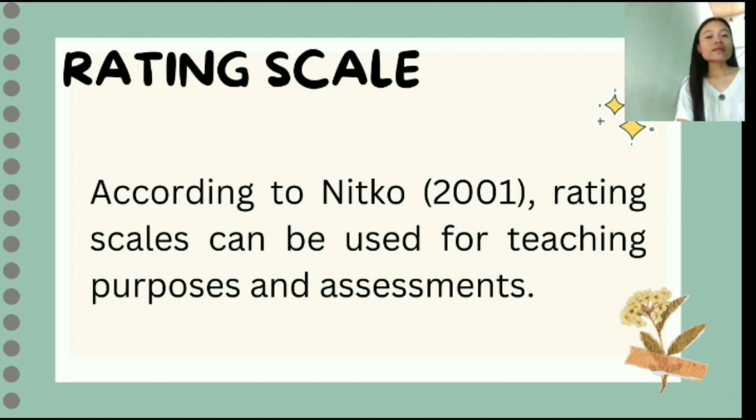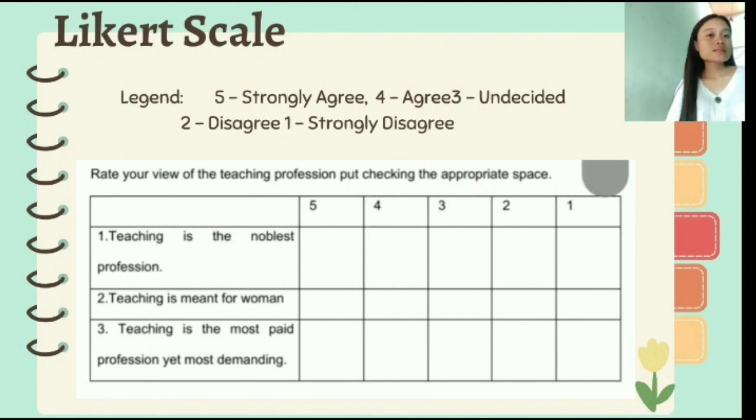Now, one common example of a rating scale is what we call the Likert scale. As you can see in the illustration, it uses a 5-point scale. From strongly disagree, we have 1 point, disagree is 2 points, undecided is 3, agree is 4, and strongly agree is 5. So that is the legend of the numbers above the Likert scale: 5, 4, 3, 2, 1.